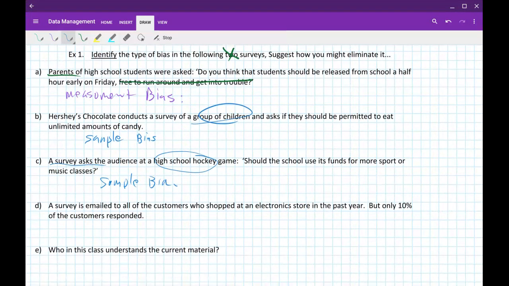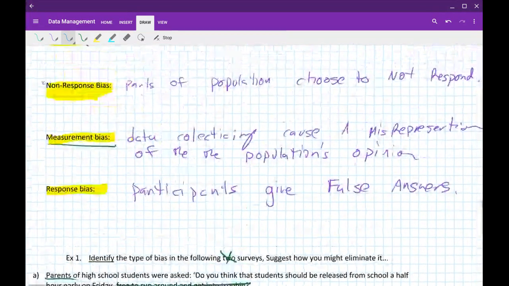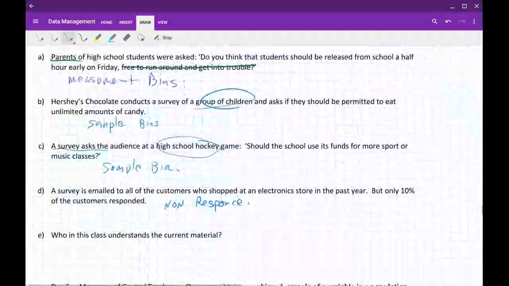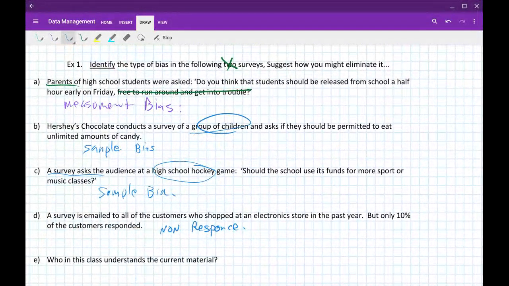A survey is emailed to all customers who shopped at an electronics store in the past year, but only 10% of the customers responded. This would be a non-response bias, right? Because some people possibly are not responding, okay? So how do you fix that? In a way, you sort of force people. So this survey was emailed to all the customers who shopped at the electronics store in the past year. To get more people to answer, I guess you give them a free coupon or something if they answer. You could force people to answer in a way in order to make their purchase. You know what I mean?